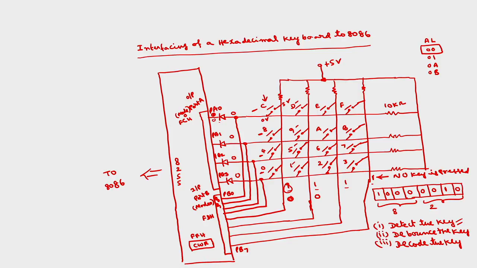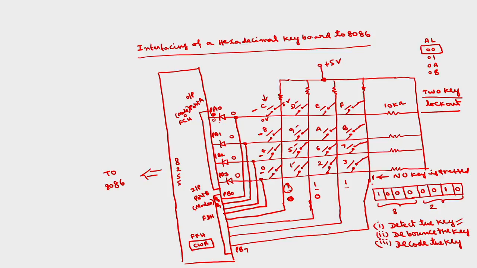Otherwise you will get a problem of 2 key lockout. There is one problem with switches called 2 key lockout. Whenever a particular key is already struck, if I press a second key, then two keys will be pressed simultaneously. That particular problem is called two key lockout. To avoid this, first I will ensure that no key is pressed, all the keys are in the released position. If I ensure that, then we are going to press the key.